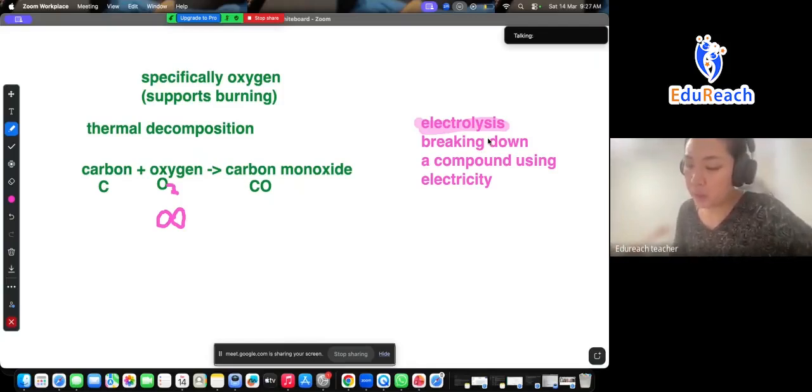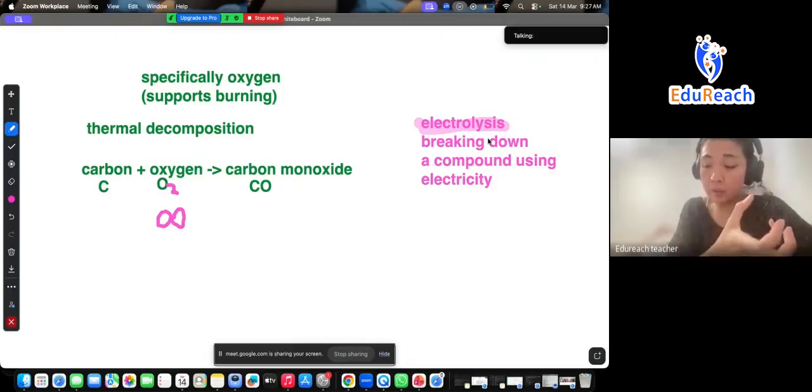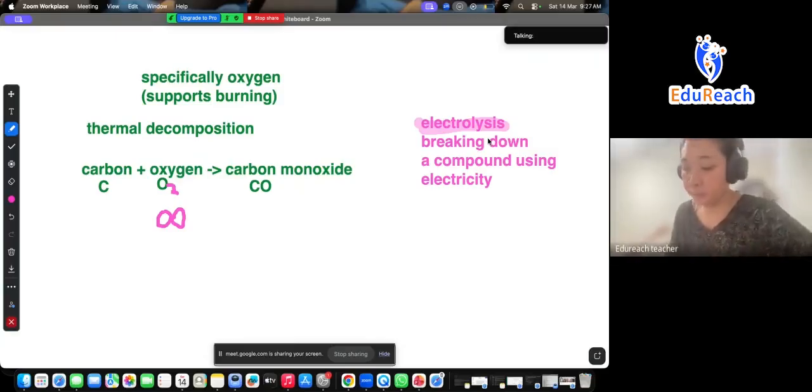Moving on, then we have a chemical equation. A chemical equation is a way to summarize a chemical reaction by showing the reactants involved and the products formed. It shows that the total atoms of the reactants and products are conserved. Conserved means the total number of atoms before the chemical reaction and after the chemical reaction must be the same. To conserve means to save. The number must be the same before and after the chemical reaction.